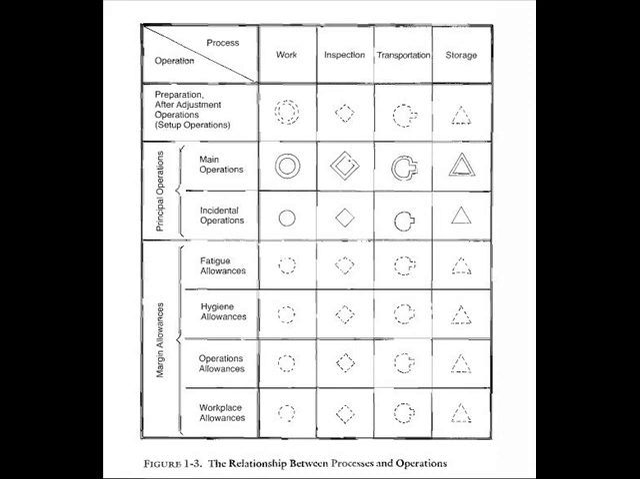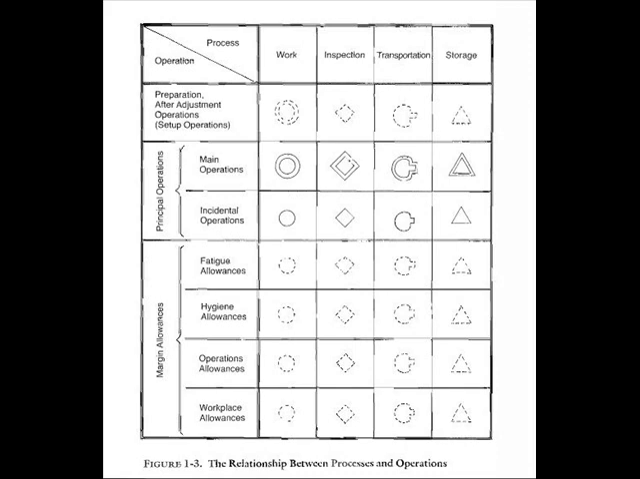An essential operation, then, would involve, for example, the following. Processing operation, the actual cutting of a shaft. Inspection operation, measuring the diameter with a micrometer. Transportation operation, conveying a shaft to the next process. Storage operation, storing the shaft on a rack.